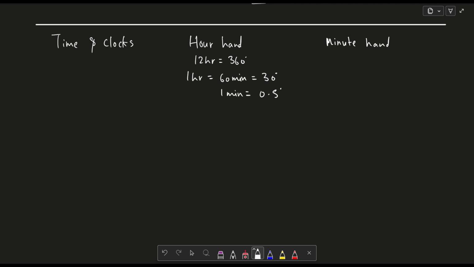Same thing we will do for the minute hand as well. Okay, so the minute hand covers 360 degrees in 60 minutes, right? So in 1 minute it covers 6 degrees, right? So this is enough. You can derive for seconds as well, right? So let's see a problem.